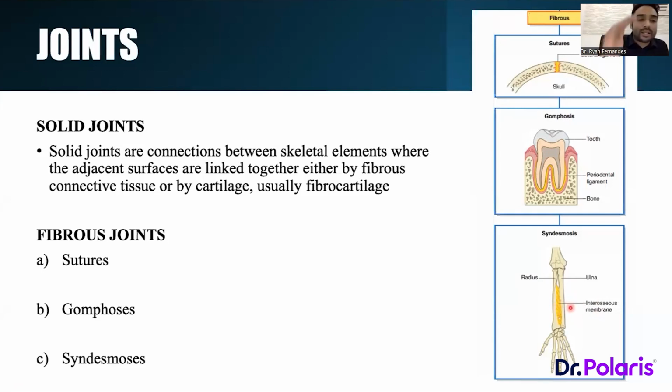So solid joints are further divided into fibrous and cartilaginous. Fibrous is further divided into sutures, gomphosis, and syndesmosis. Sutures are seen in the skull. Gomphosis are seen in the teeth. Syndesmosis, one of the examples is the radio-ulnar joint, which is separated by an interosseous membrane.